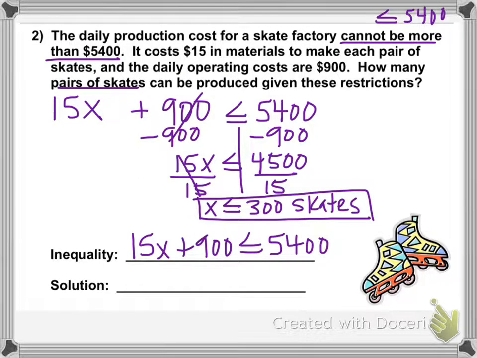So as long as they make less than 300 pairs of skates, they will not spend more than $5,400. So less than or equal to 300, and I'll put pairs of skates because they always come in pairs.